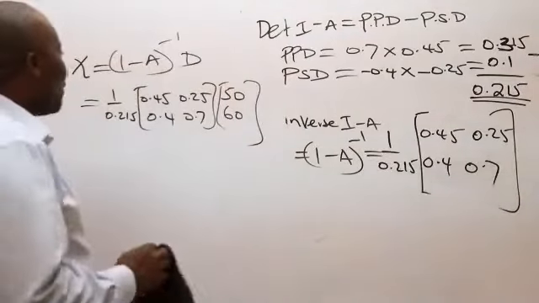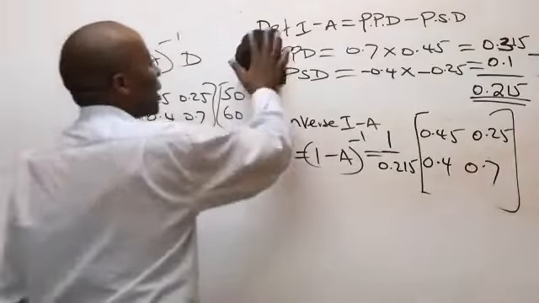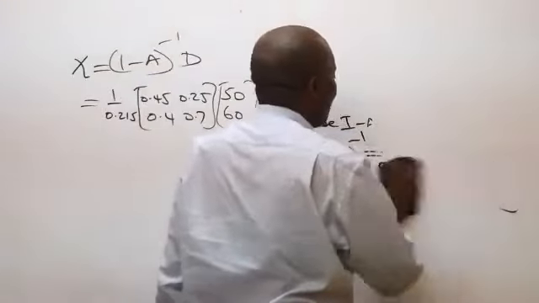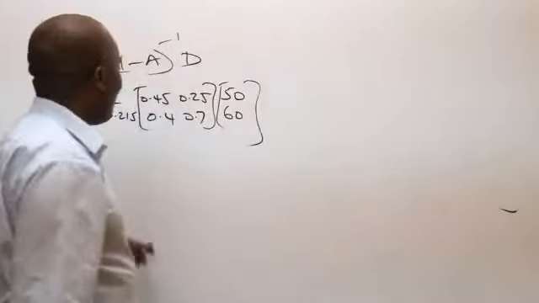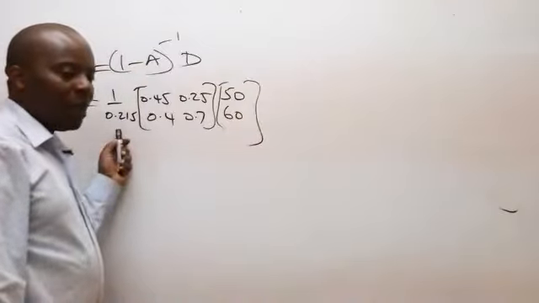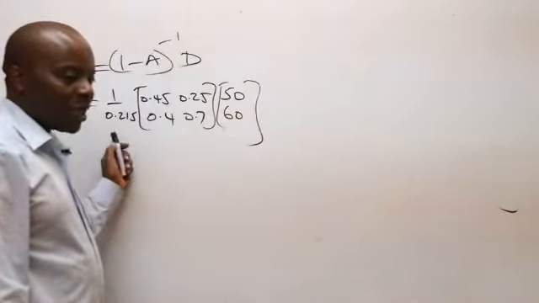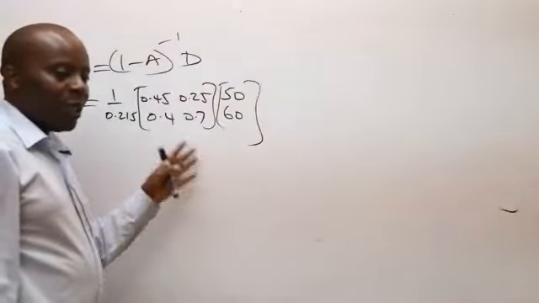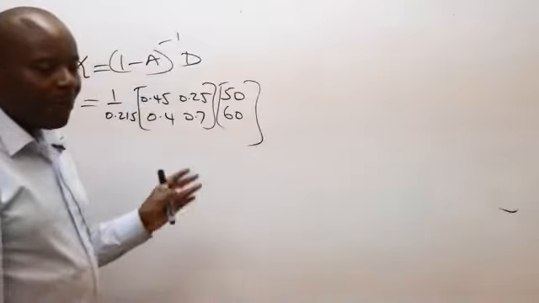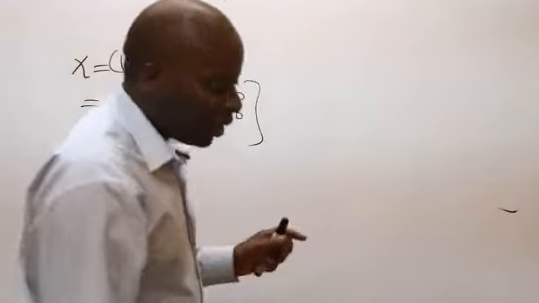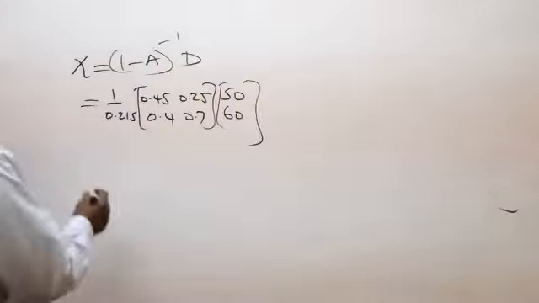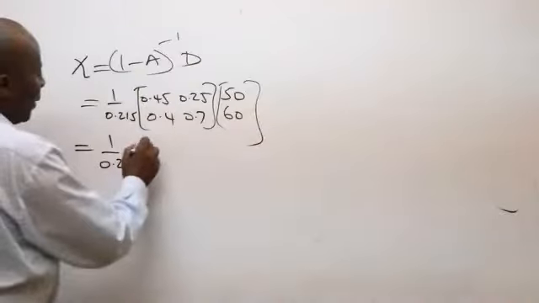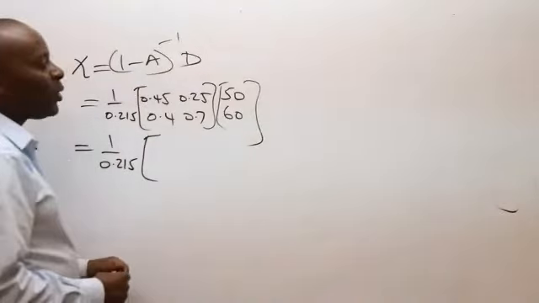Having gotten this correctly, remember that what we have outside here will be called a scalar. So basically you're supposed to multiply the matrices first. We give matrix multiplication priority. The scalar will be left outside. So we have here 1 over 0.215 into the product of our matrices.